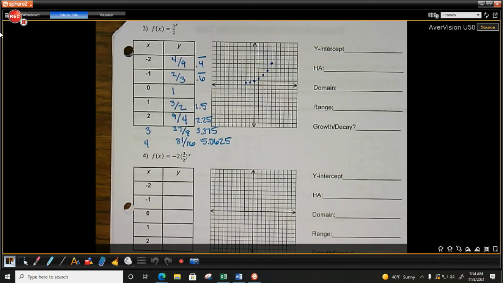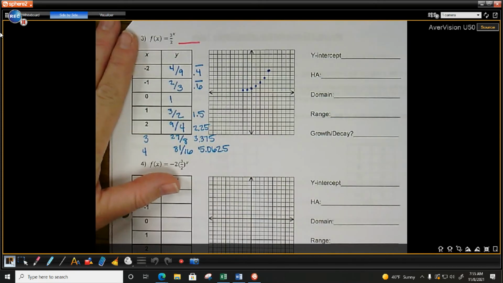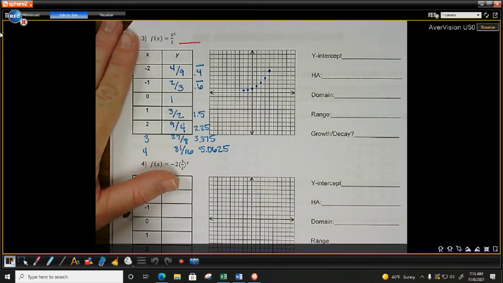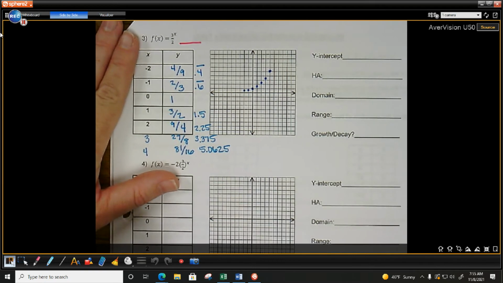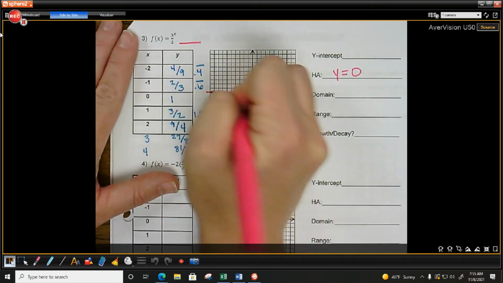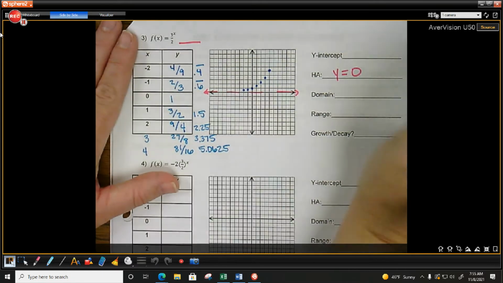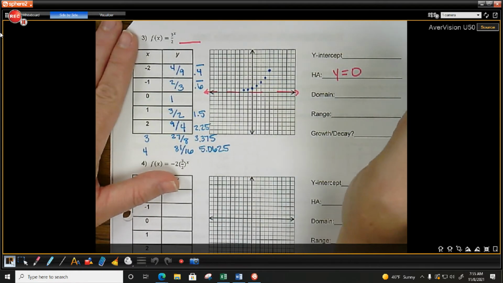Again, before you draw your curve, you always want the boundary line. Do I have a plus or minus number out to the side? No, so where is my horizontal asymptote? Y equals 0. So that's just the x-axis. So then whenever I draw my curve, is my curve allowed to cross that boundary line? No.